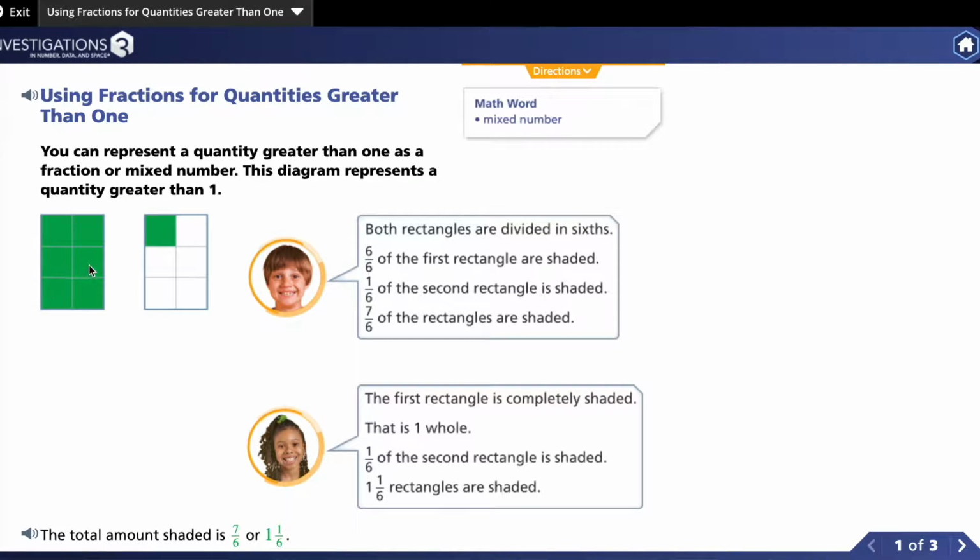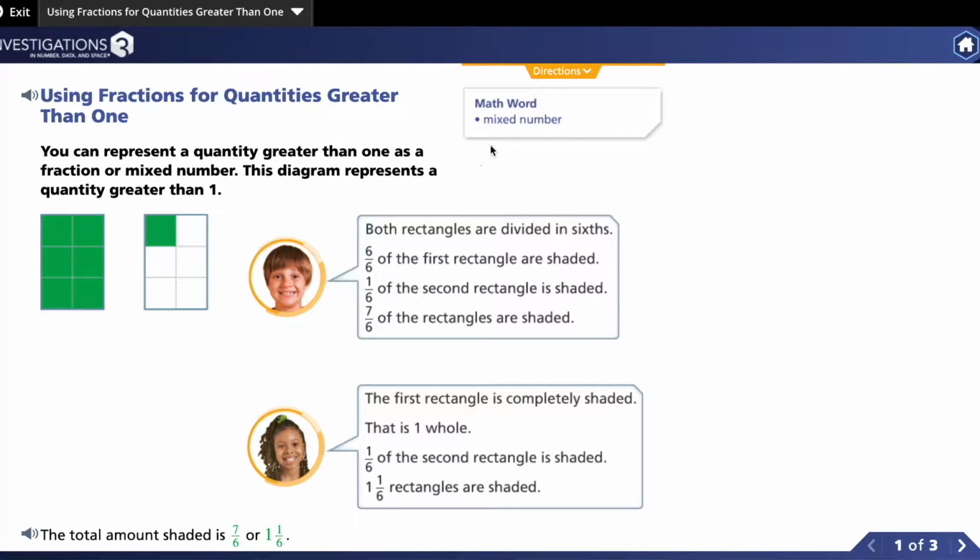1, 2, 3, 4, 5, 6, 7. The first rectangle is completely shaded. That is one whole. 1/6 of the second rectangle is shaded. 1 and 1/6 rectangles are shaded. The total amount shaded is 7/6, or 1 and 1/6.